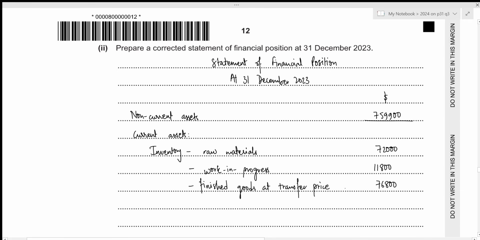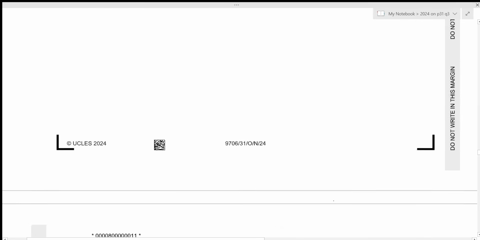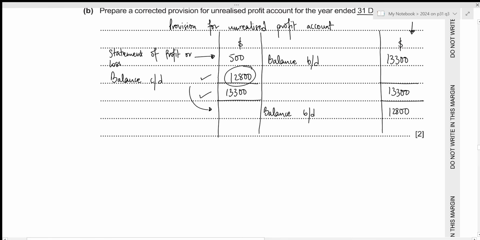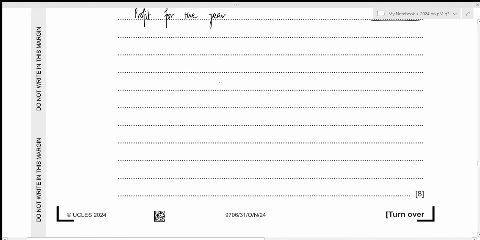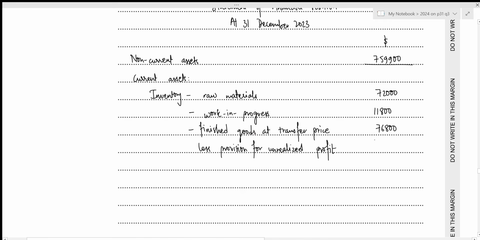Then we need to subtract the provision. So less provision for unrealized profit. And we've calculated this within the provision for unrealized profit account, which was 12,800. So we need to subtract it so that the finished goods can be shown at its cost. Now let's calculate the total of our inventory. 72,000 plus 11,800 plus 76,800 minus 12,800, which results in 147,800.